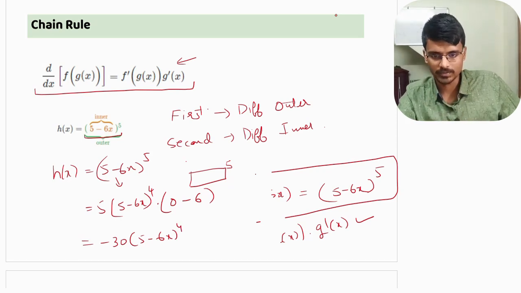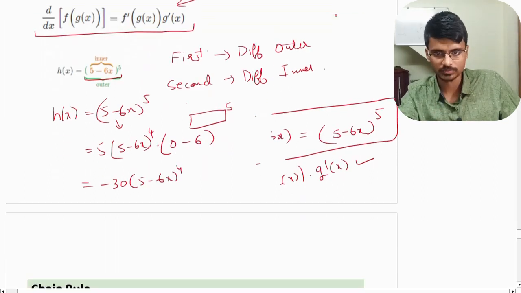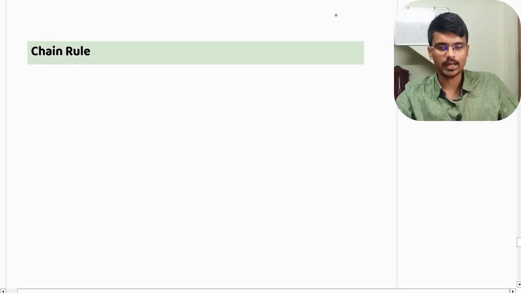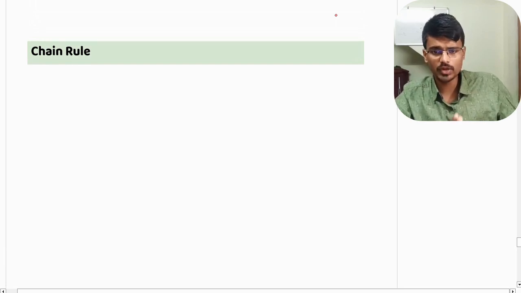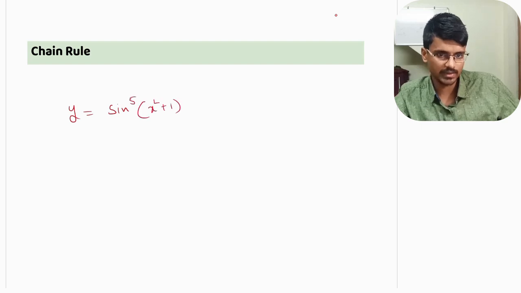Okay, so this is how you do it. First you differentiate the outer function, then the inner function. Moving on. I'll give you a short trick. Say we are given sine power 5 of x square plus 1. So here is a trick.